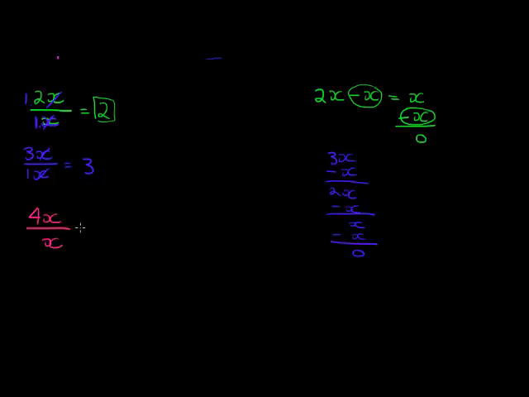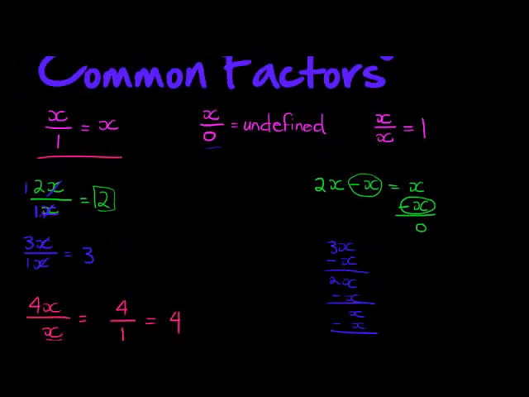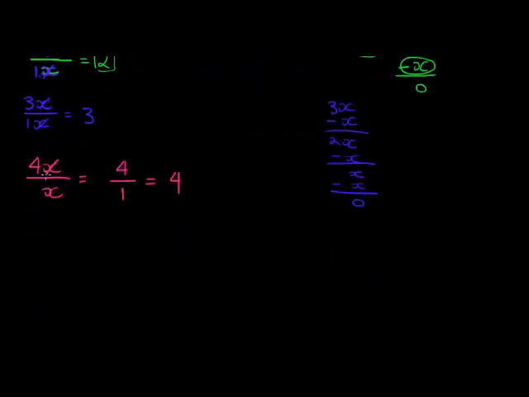So if I were to look at 4x, without taking the long way around, 4x divided by x, it seems like the answer would be 4 over 1, equal to 4. 4 divided by 1 is equal to 4. Any number divided by 1 is equal to itself. That's what we had here. Okay, so this is what is called cancelling common factors.